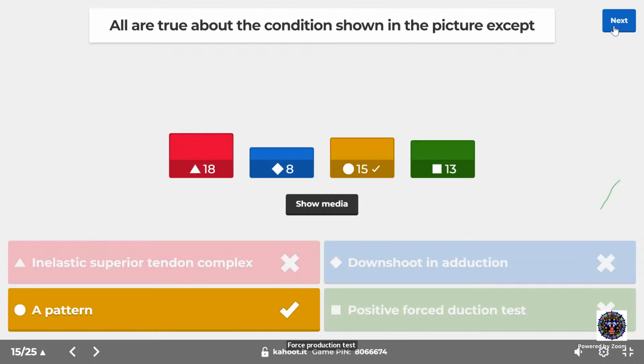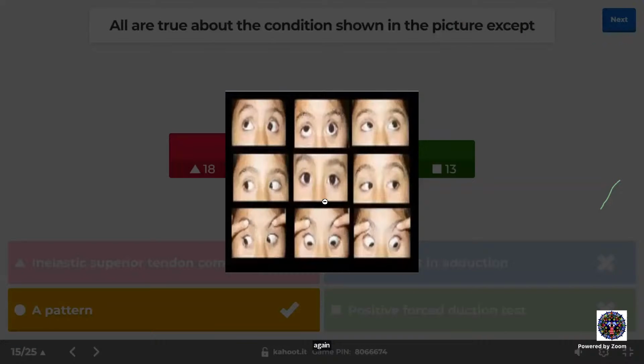Perfect. I don't know why they have answered inelastic superior tendon complex. Maybe you can show the media again. Yes. If you see, there is an elevation restricted in adduction, complete restriction, and there is a minimal restricted elevation in straight up gaze, and elevation in abduction is classically normal. So this is a typical Brown syndrome, which is due to the inelastic superior tendon complex.